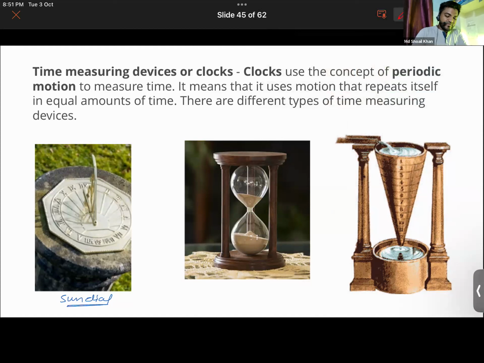Then the second device you see here is a sand clock. They all had certain limitations. They were not very accurate. For example, using a sand clock, you could measure times only up to 5 minutes, or 10 minutes, or 30 minutes, or an hour. So we can also measure 1 hour.